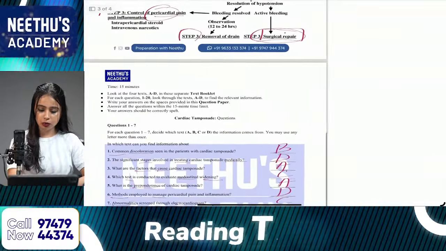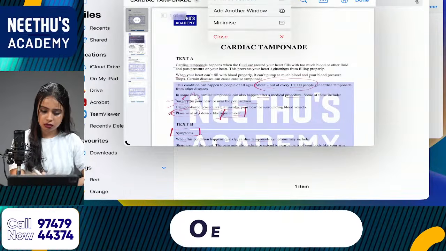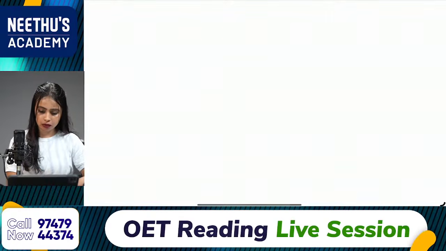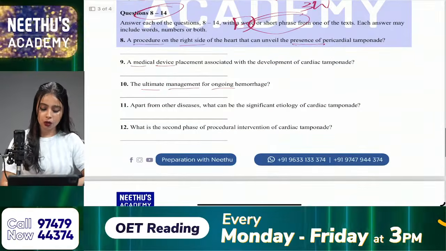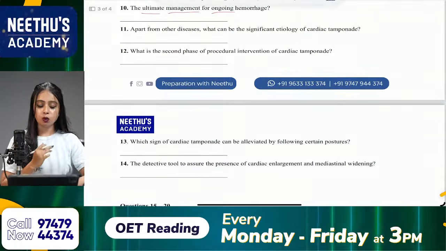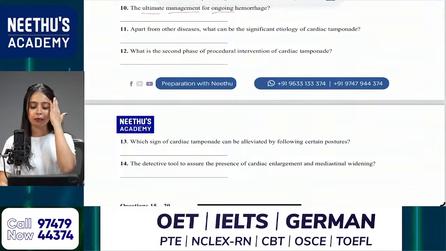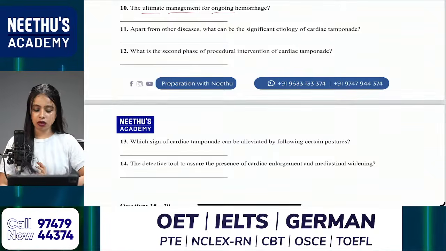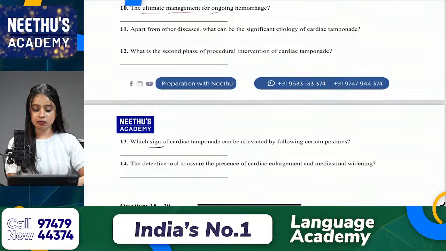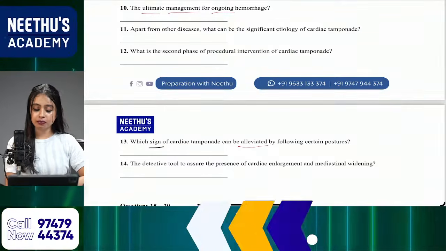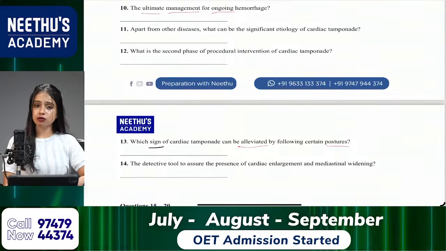Okay, then 13th one. What about 13th one? Okay, so yes, 13th question. Which sign of cardiac tamponade can be elevated, reduced by following certain postures? Okay, so my keywords: sign, then elevated, then postures. Okay, so any idea? 13th one, what is your answer?